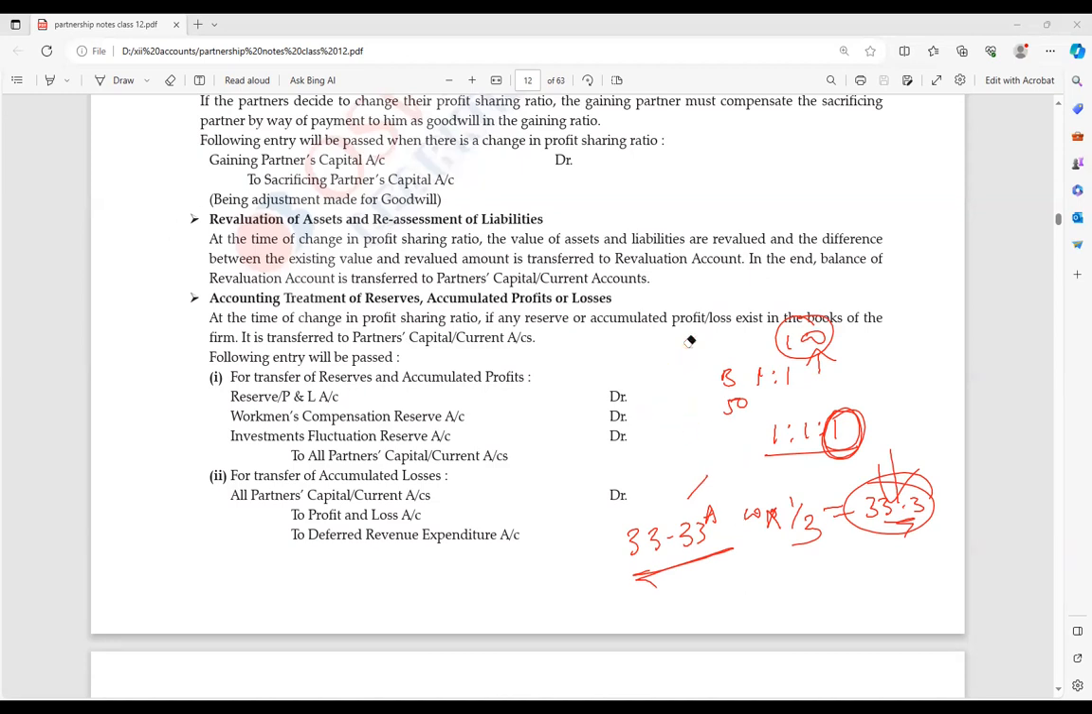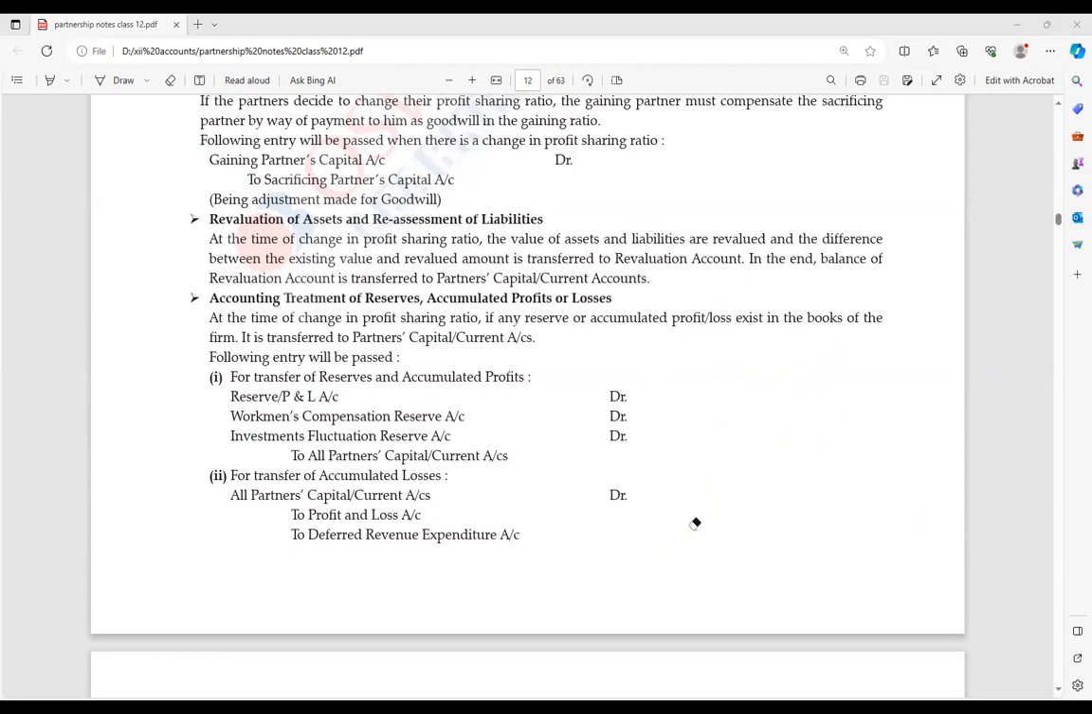So old partners are sacrificing and new partners are gaining their ratio. Correct. And for calculating the gaining and sacrificing, we are using one formula, that is old ratio minus new ratio or new ratio minus old ratio. Correct or not?